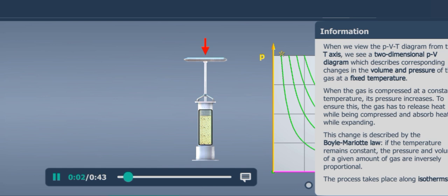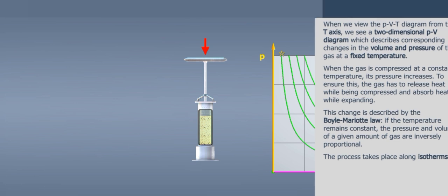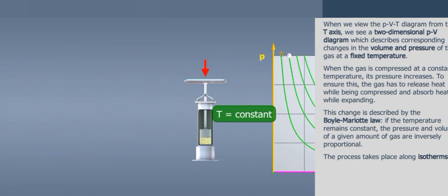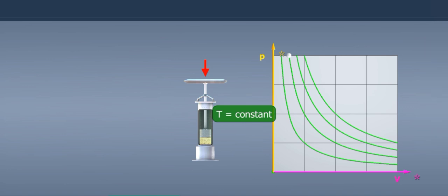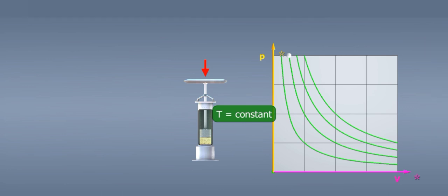When we view the PVT diagram from the t-axis, we see a two-dimensional PV diagram which describes corresponding changes in the volume and pressure of the gas at a fixed temperature. When the gas is compressed at a constant temperature, its pressure increases. To ensure this, the gas has to release heat while being compressed and absorb heat while expanding.